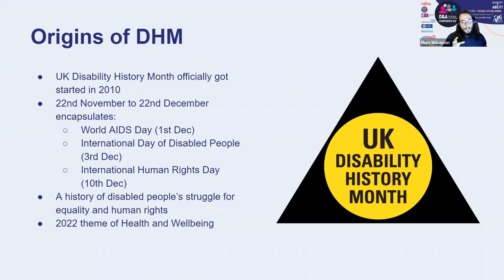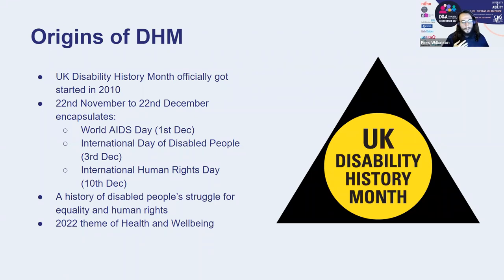And it's a really good window, even though it's not a specific first to the end of the month, because it encapsulates quite a few key important dates for disabled people in the UK, which is World AIDS Day, which is the 1st of December, International Day of Disabled People, or you may see it as the International Day of Persons with Disability on the 3rd of December, and International Human Rights Day, which is the 10th of December.